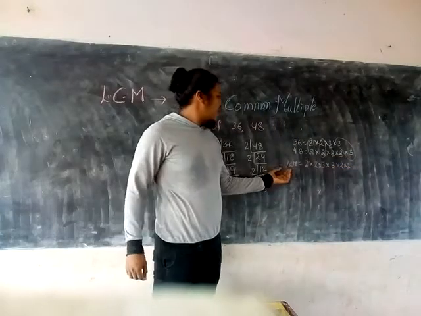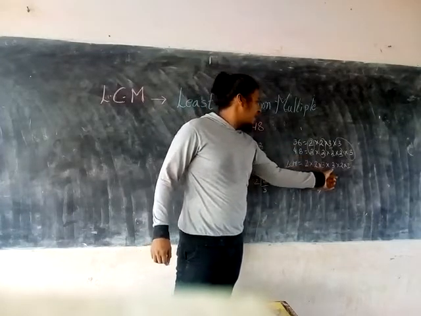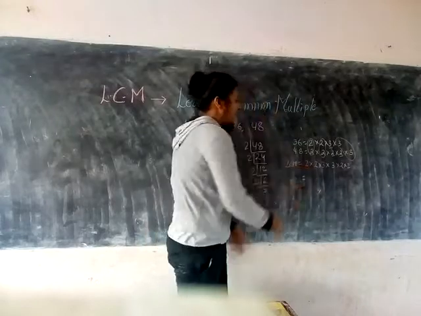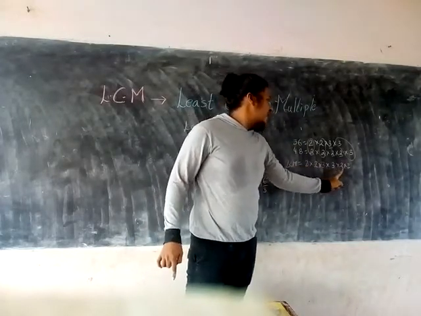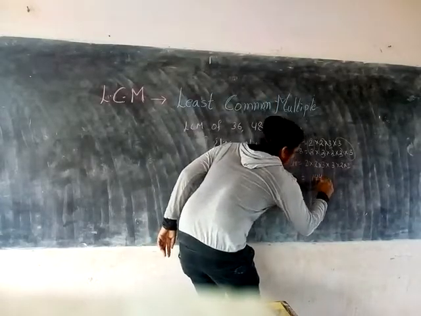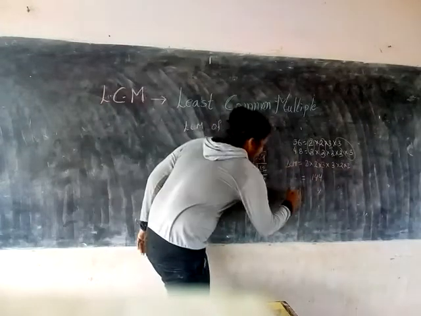So what is the LCM? LCM of 36 comma 48 is 2 into 2 into 3 into 3 into 2 into 2. So 2 2s are 4, 4 3s are 12, 12 3s are 36, 36 into 4, 144. So the LCM of 36 comma 48 is 144.